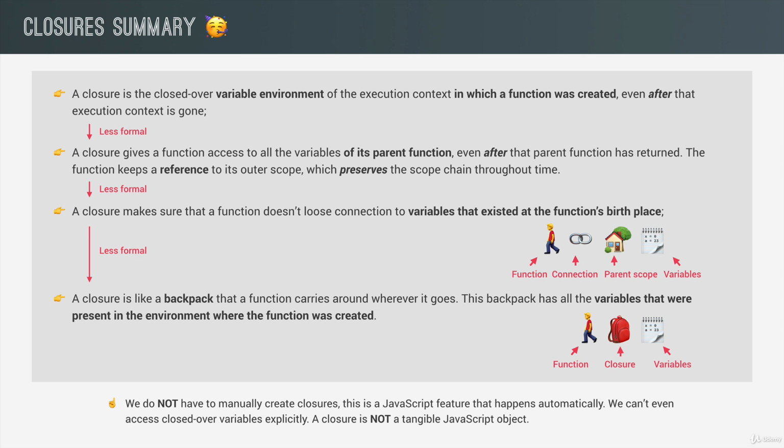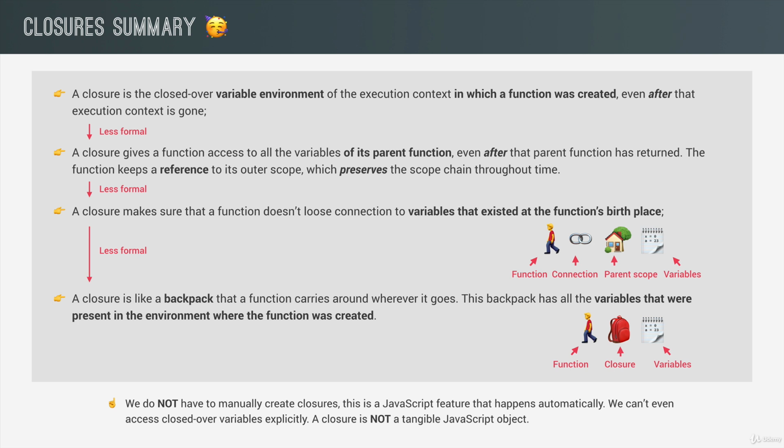That's because closures are not like a tangible thing. They're not like an object or so that we can access. So we cannot just reach into a closure and take variables from it. That's impossible, because a closure is just an internal property of a function. We can observe that a closure happens, because functions magically keep having access to variables that should no longer exist, but we cannot directly access these variables.